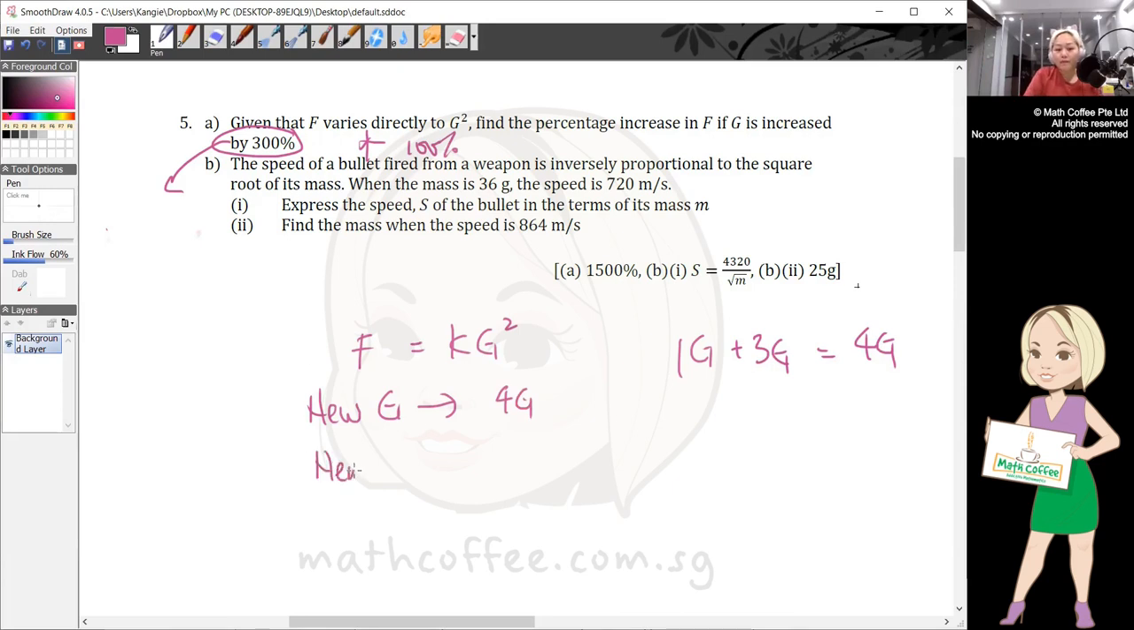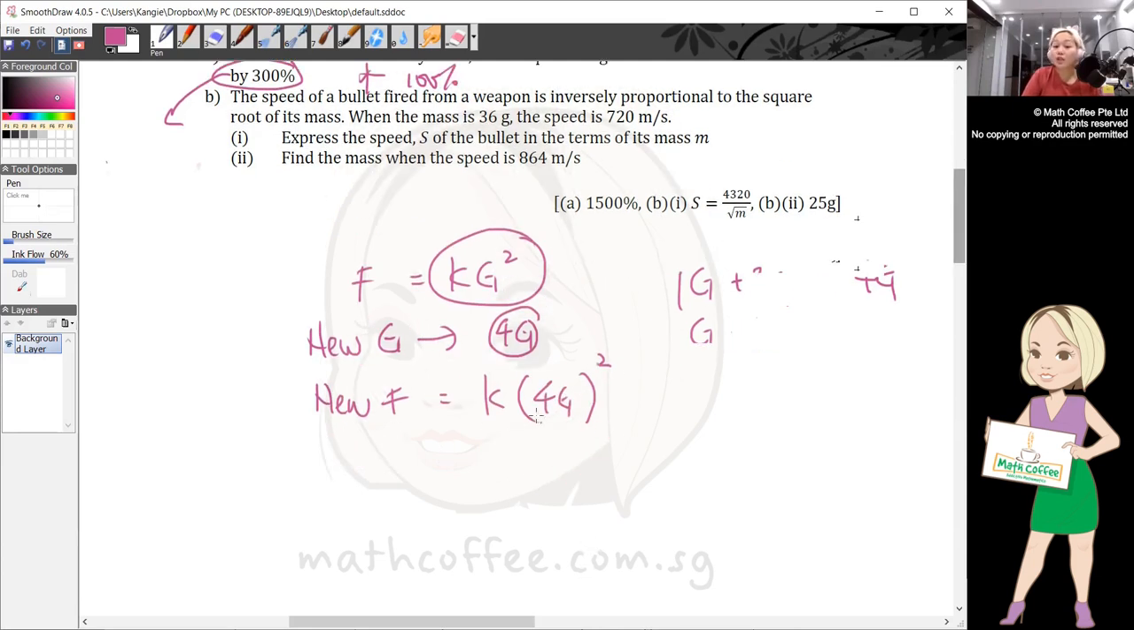So my new F will be using this formula. It will be kg squared. Now I'm going to put my new G inside, which is 4G. So 4G times 4G is 16G squared. So it becomes K multiplied by 16G squared. And I'm going to shift the number, it will be 16 multiplied by kg squared.